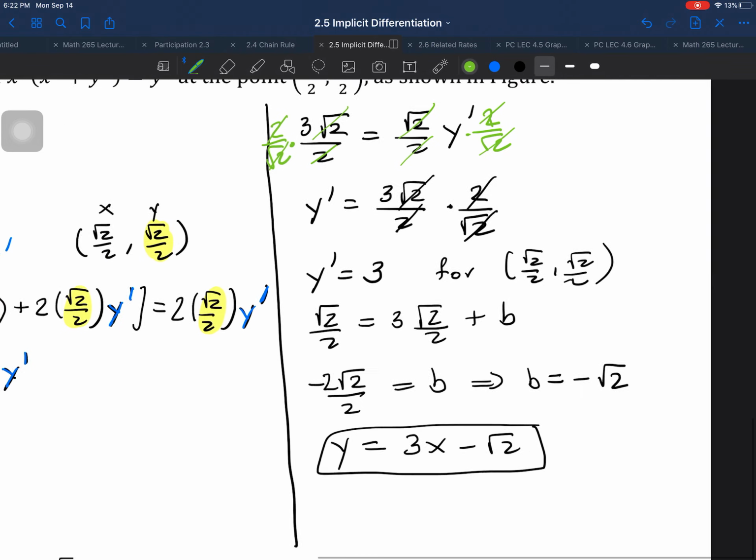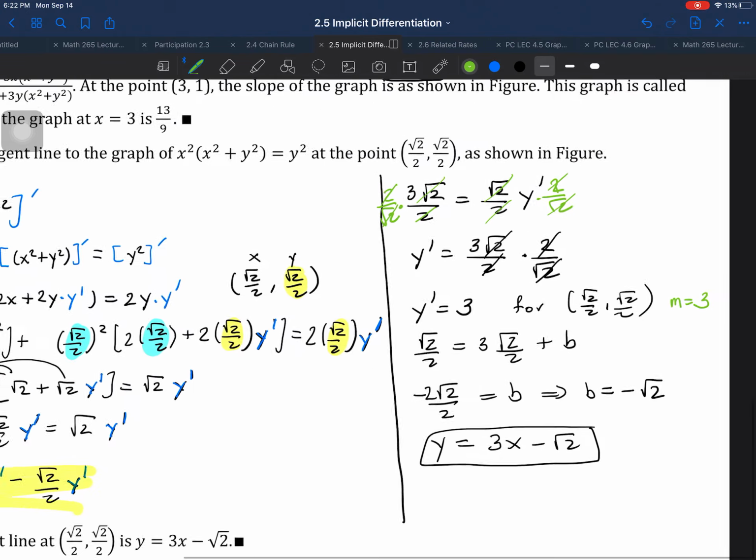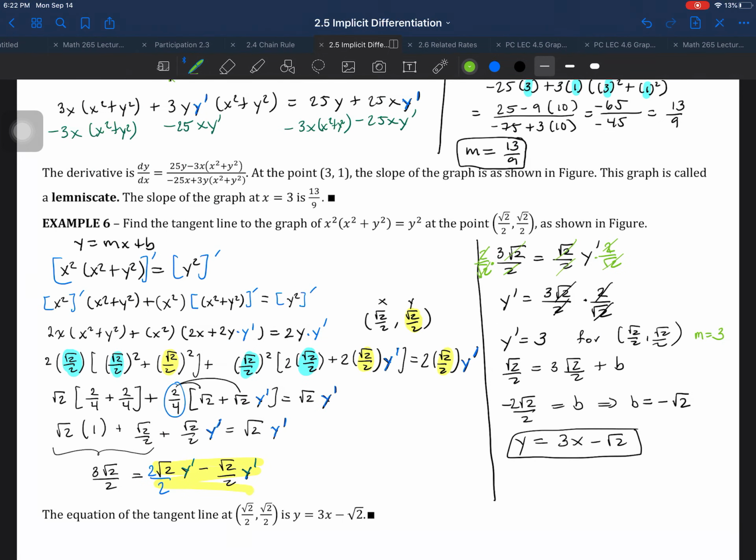There you go, right? And so we found y prime. So y prime is 3. That means that the slope is 3. So we're going to use that in the equation, right? So if you guys go back to the equation, m is 3. So I replace that in here.